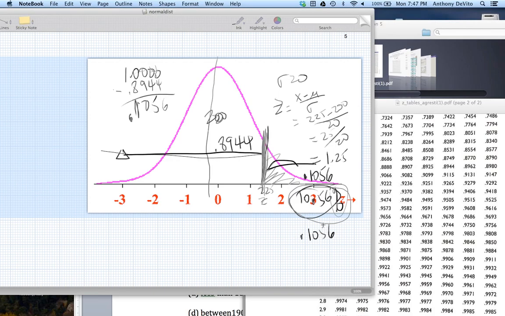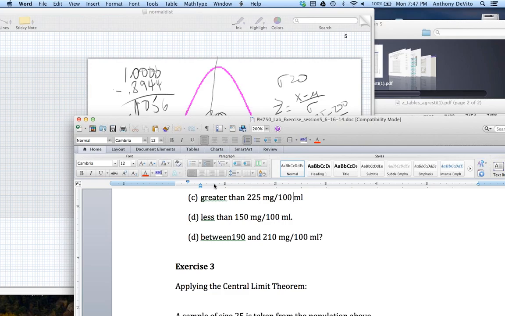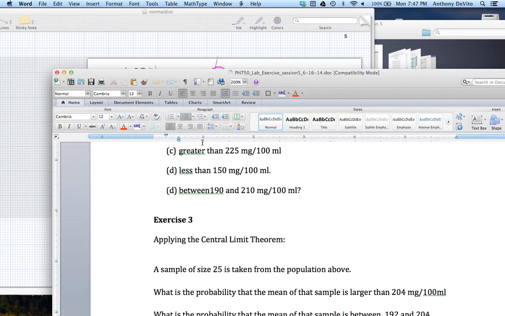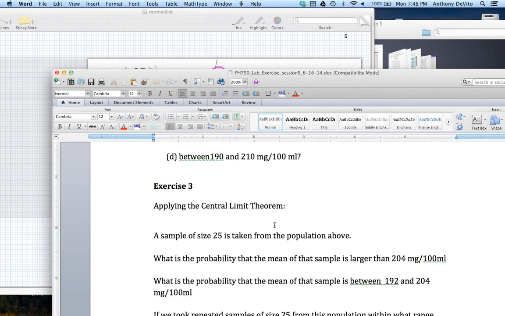Okay, so we're still dealing with a normal population. Now, less than 150 milligrams. Well, we do the same thing. We'd calculate a z-score for 150 to be a negative number, and we're looking for people smaller than that, so we wouldn't have to subtract from one. Between 190 and 210, there are a couple of ways to do that. We might find the area below 190 and the area below 210. If we subtract the area below 190 from the area below 210, it leaves us with the area between the two. So it's pretty basic stuff. It's stuff we've been doing all along.